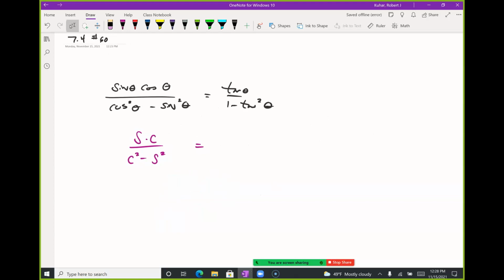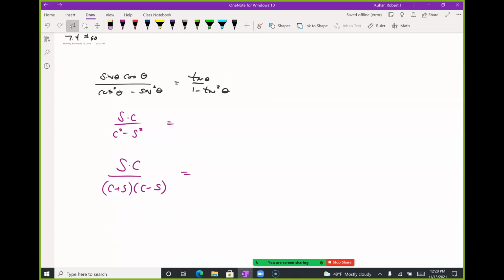And then I don't know much I can do here except for factor downstairs, and I'm looking for that list of anything I could possibly do. So downstairs I get cos plus sine and cos minus sine. How is that with everybody? We okay here?